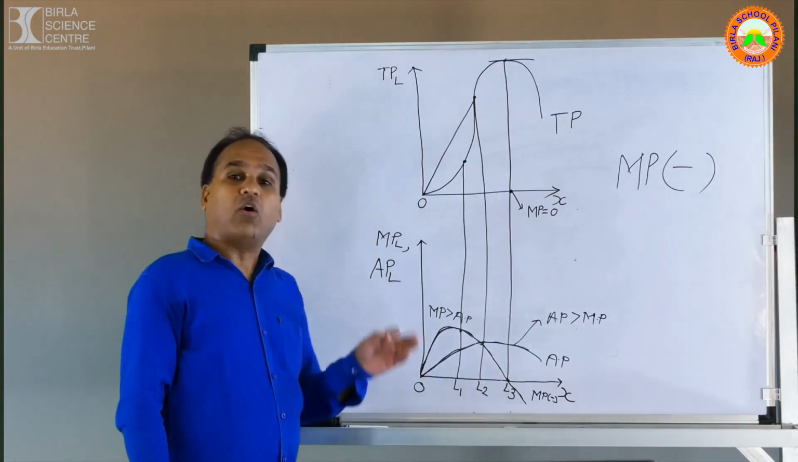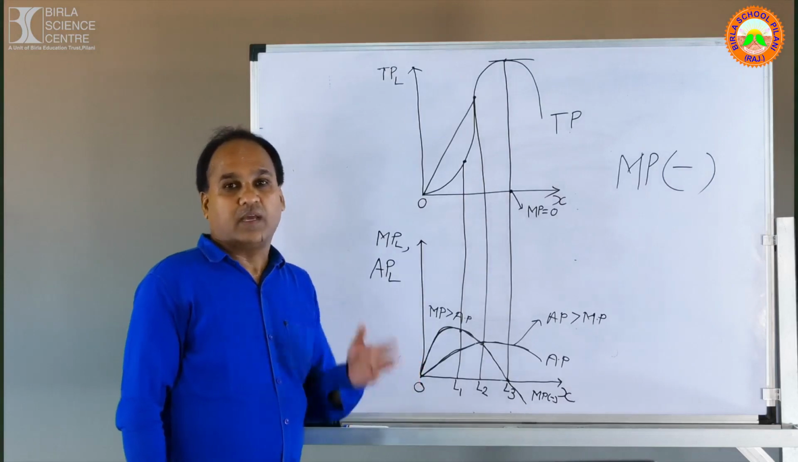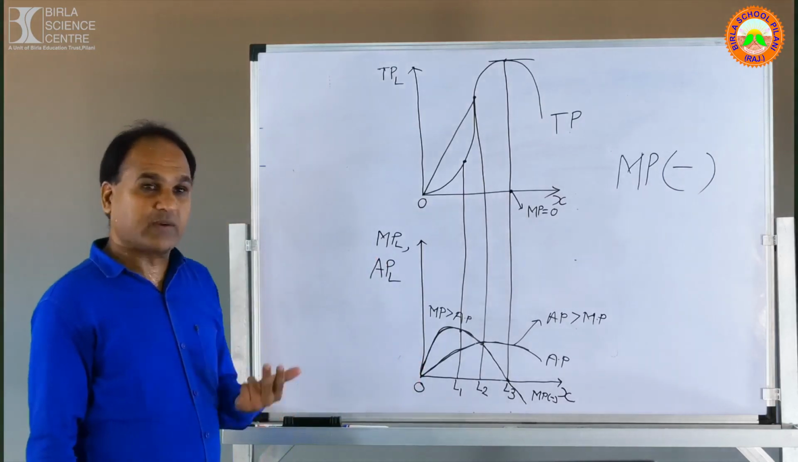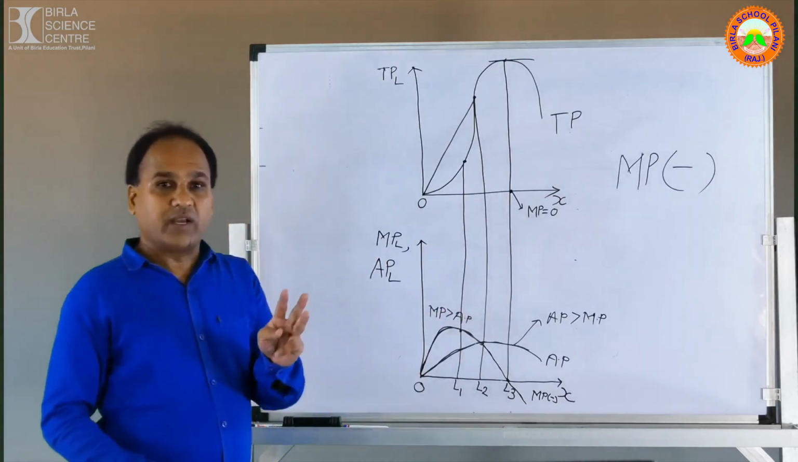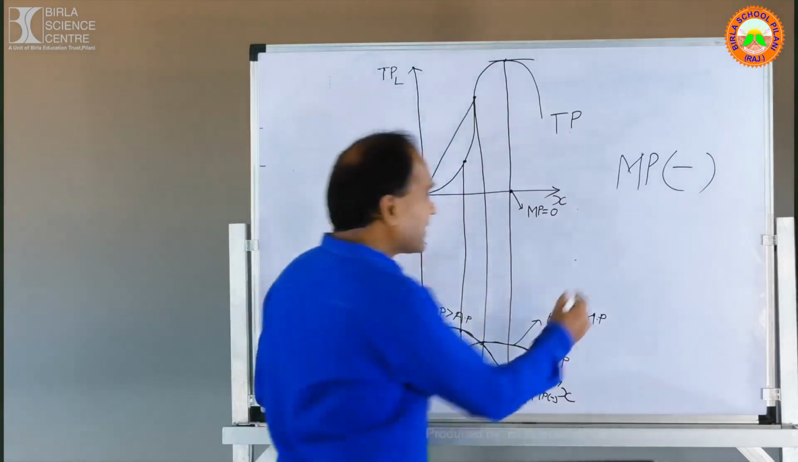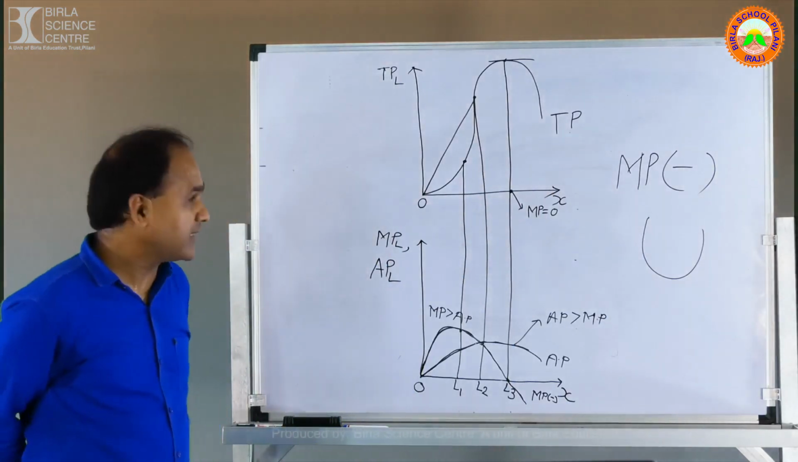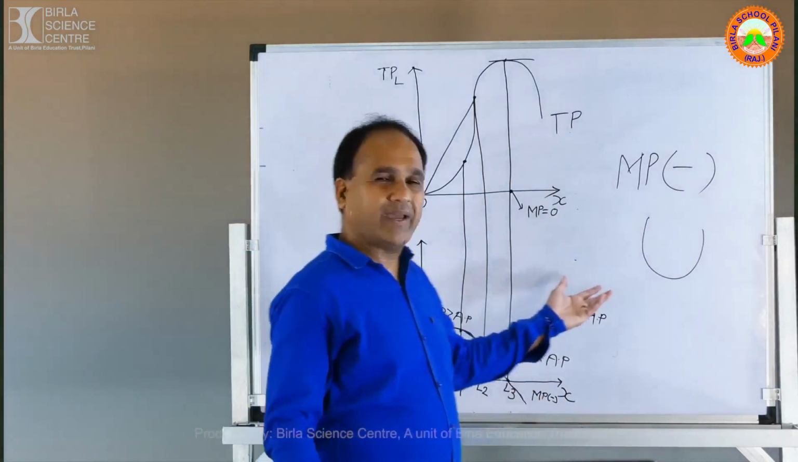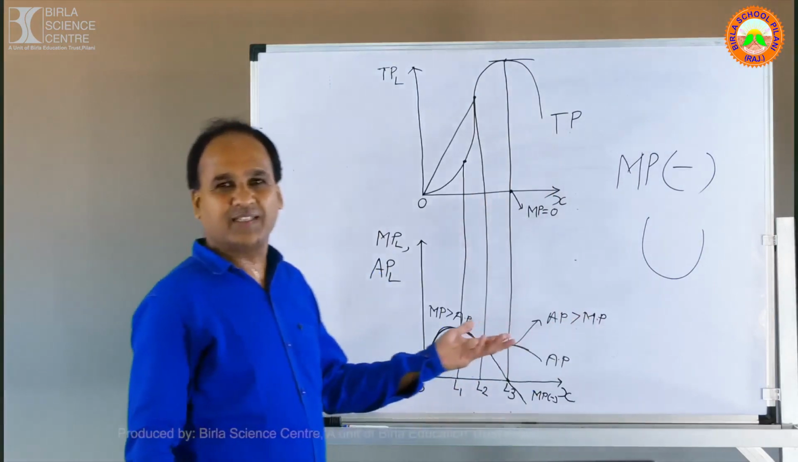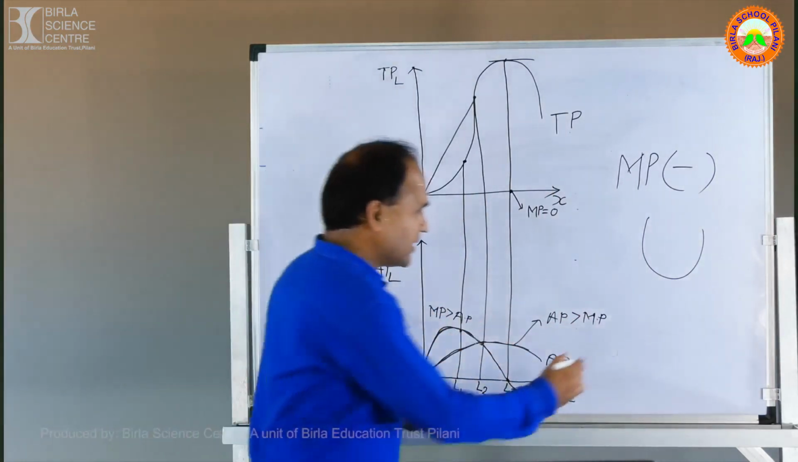But AP always remains positive. 3 relations I already taught you with the help of the table and the diagram. Again, 4th relation. देखो, what is the shape of this one? If I ask you, बोलो, what is the shape? Your answer is: sir, U है. Okay, very good.